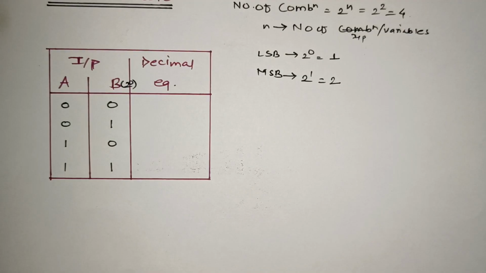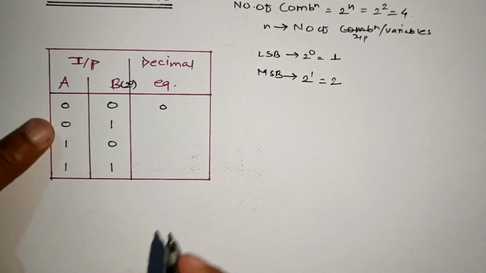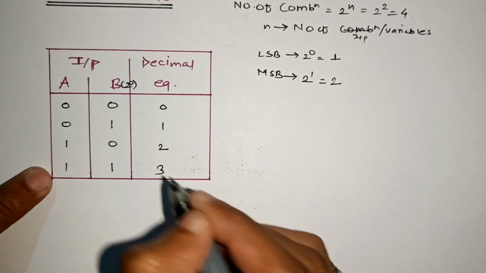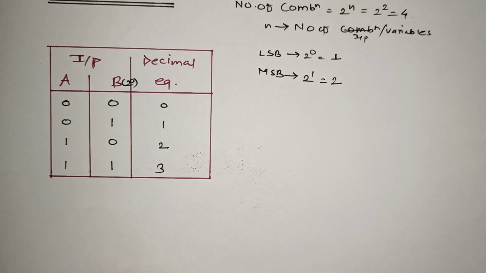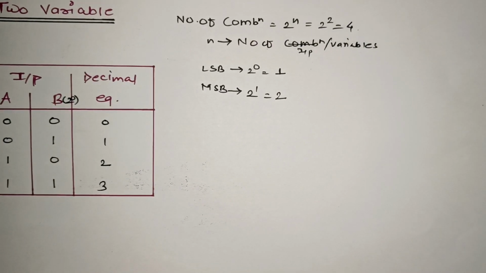Now coming to its decimal equivalent, 0 0 is nothing but 0 in decimal equivalent, 0 1 is 1, 1 0 is 2, and this 1 1 will be 3. So this will be our two variable truth table. Now the same concept we'll use for three variables.